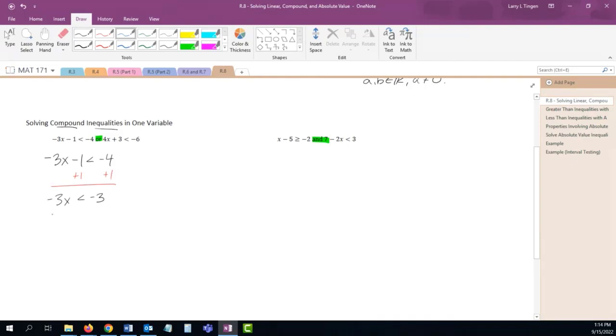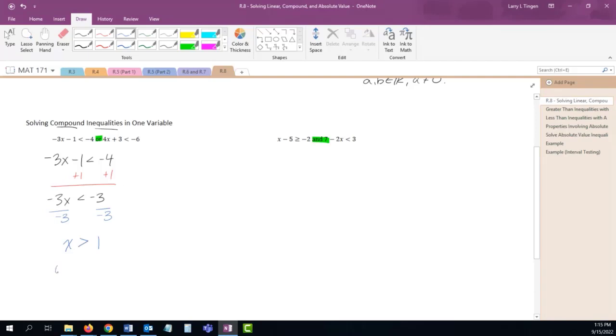I need x by itself. It's currently multiplied by negative 3. So I'm going to divide the left by negative 3. If I divide the left by negative 3, I have to do the same thing to the right. And what happens with an inequality? Negative 3 divided by negative 3 is positive 1. When I multiply or divide both sides by a negative number, whatever inequality I have flips direction. Okay.